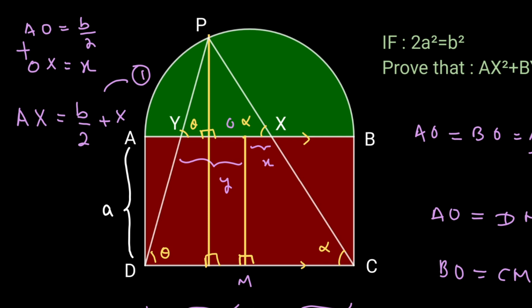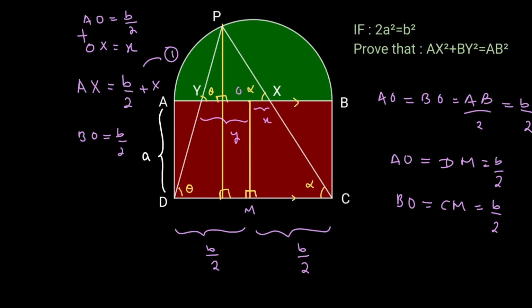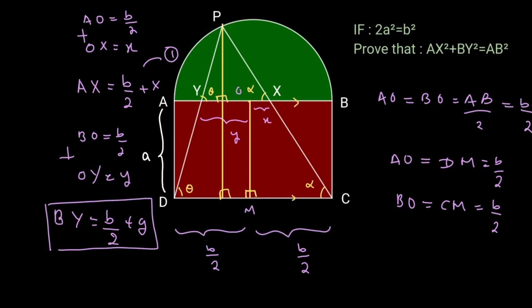Now look carefully, according to this particular diagram, the length of BO is equal to b/2, and the length from O to Y we have taken as a variable small y. So the length from O to Y is equal to small y, and if I add these two lengths, I will get BO plus OY, that is BY, and that is going to be equal to b/2 plus y. So let that be equation number 2.